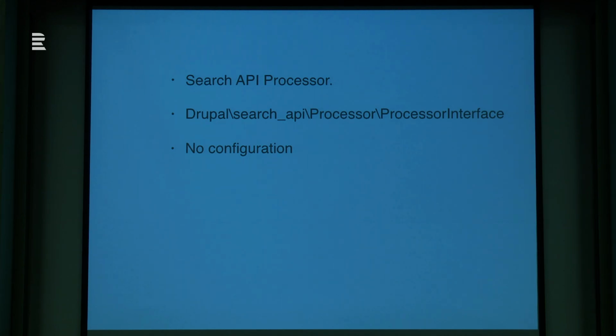It's a class that implements the processor interface. It has no configuration. You can add configuration to plugins, but in this case I went for a very easy example. And in this case it's a very weird domain, a very weird request, a very weird client that wanted to have every node with a pipe in the title not in the index. You're not able to search on entities that have a pipe in the title. Why, I don't know, probably because it's very easy to build.